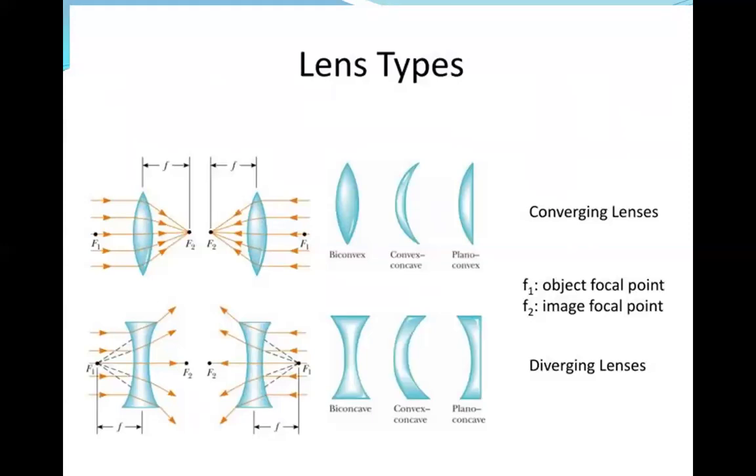There are many types of lenses. We have just discussed the two basic. The other types of lenses are biconvex lens. You can see it has two sides of same type, so it's called a biconvex lens. It is convex concave lens. It's plano-convex lens. Plano-convex lens, one side is plane and the other side is convex. This is the simple concave lens, also called biconcave lens. Then is convex concave. One side is convex and one side is concave. The third one is plano concave lens. One side is plane and the other side is concave.